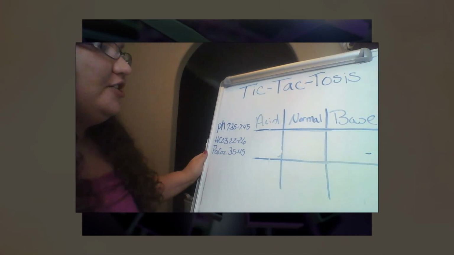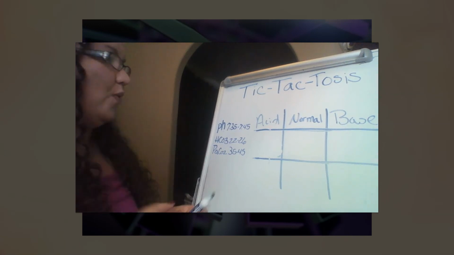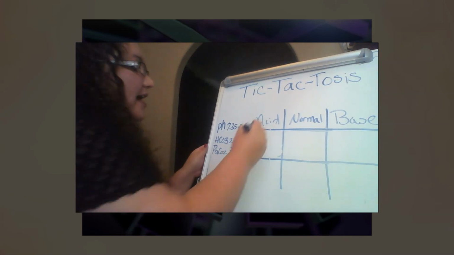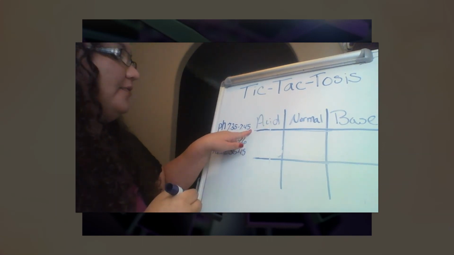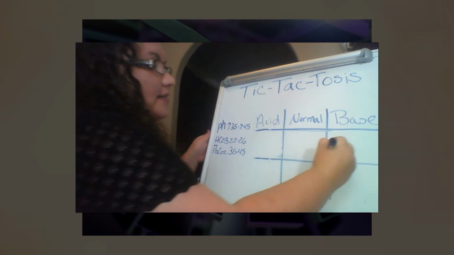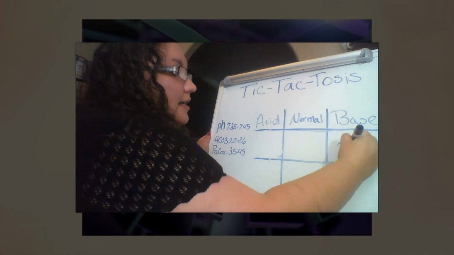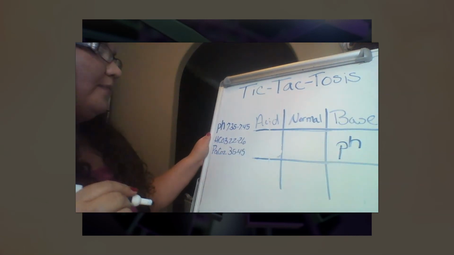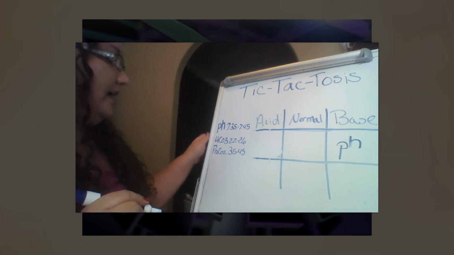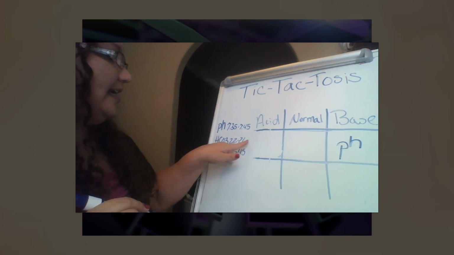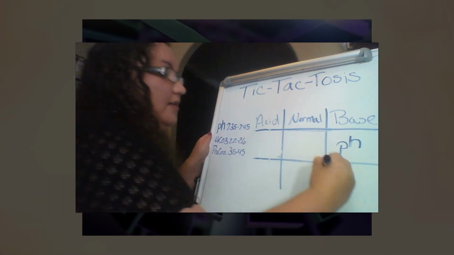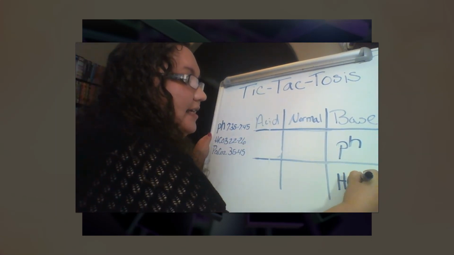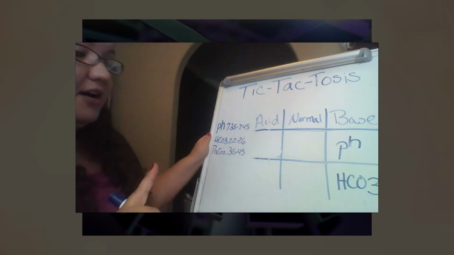Okay. So your patient comes in and they have a pH of 7.5. So 7.5 is high, so it's going to go over here in the base. So pH, okay? Their bicarb is 30, okay? So we got 22 to 26, and if it's high, it's moving towards the base. So it's going to go over here, HCO3.